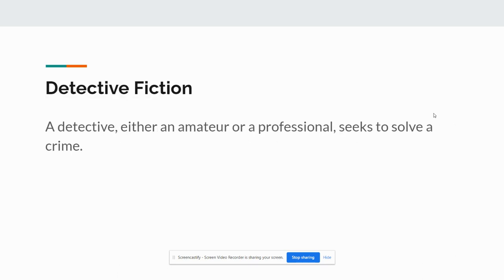Detective fiction. There are two kinds of detective fiction. The first one was the one that began with Edgar Allan Poe and his detective Dupin, and it was an amateur who seeks to solve a crime. He had unique powers of observation, and eventually he grew into being Sherlock Holmes.